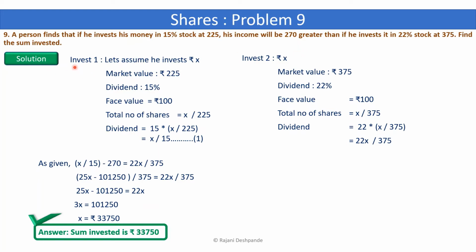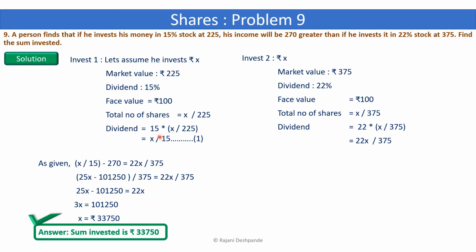So let us take investment 1 here and let us assume that he invests rupees X. The market value of one share is given as 225 and the dividend is given as 15%. The face value we will assume as 100. So the total number of shares is equal to X divided by 225, because he is purchasing one share at rupees 225.